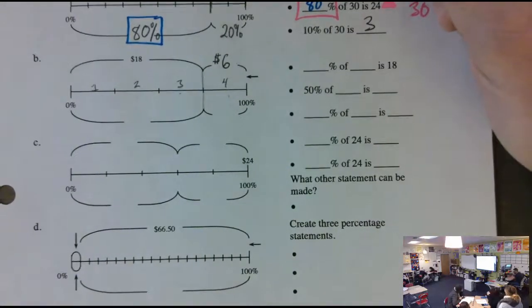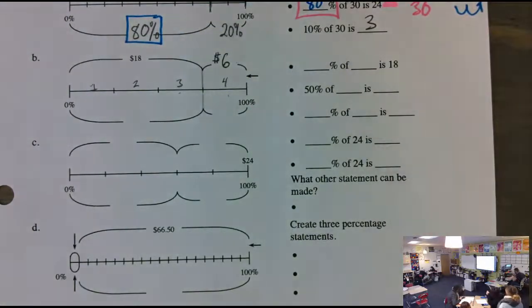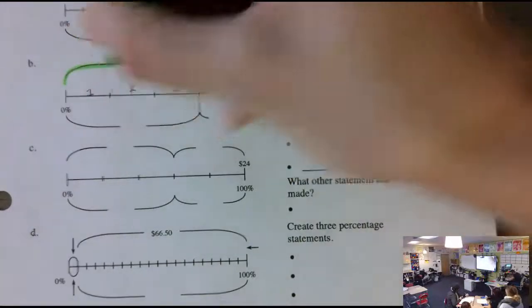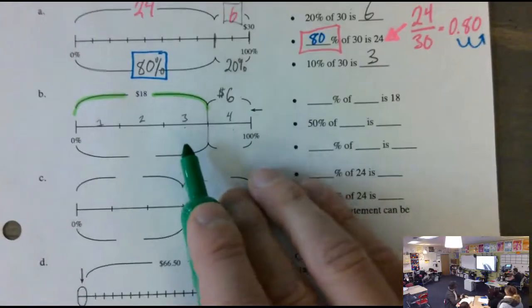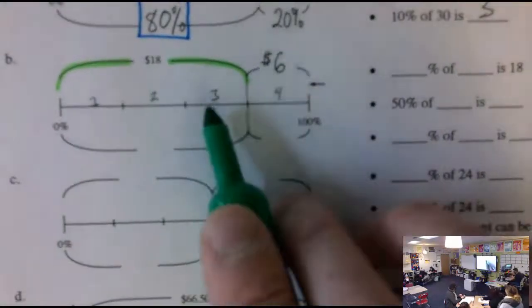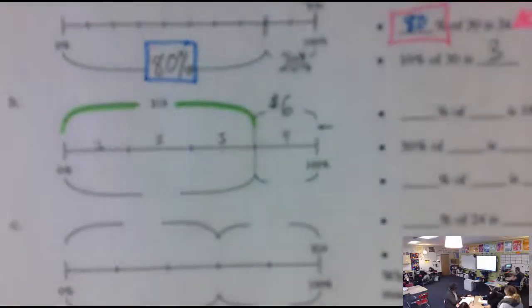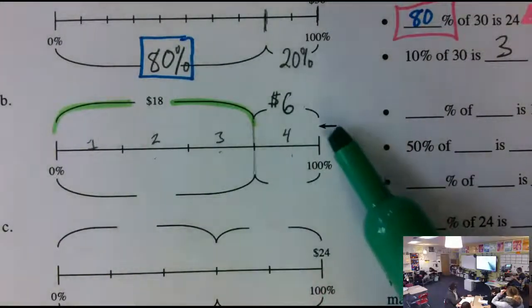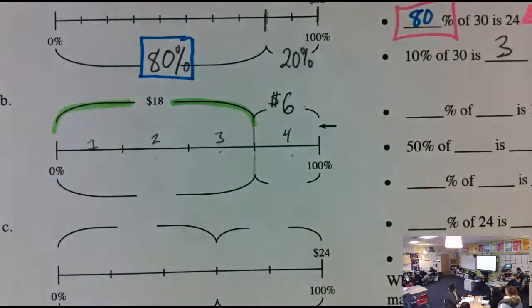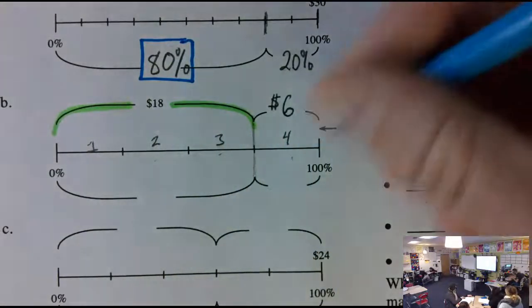I'm taking over here. 18 divided by 3 is 6. So check it. This 18 is 3 of the sections: 1, 2, 3. So if we divide by 3, 18 divided by 3 is 6. So each of these, 6, 12, 18, each of those is 6. Makes sense, because 6, 12, 18, then 6 more. What do we have total? What is 18 plus another 6? 24.